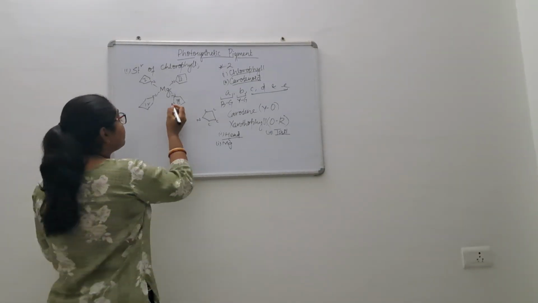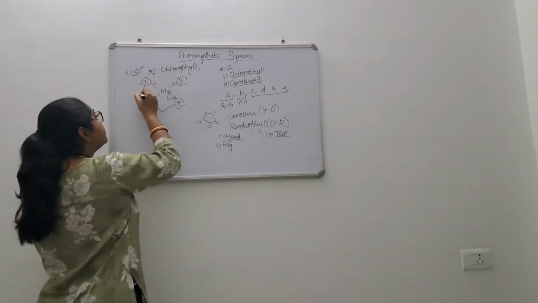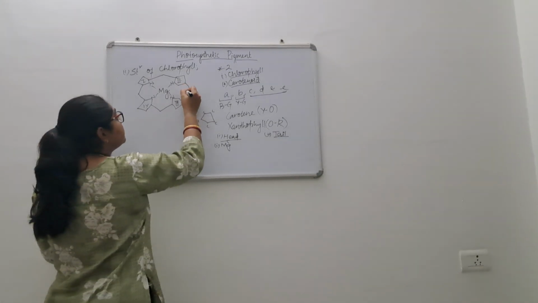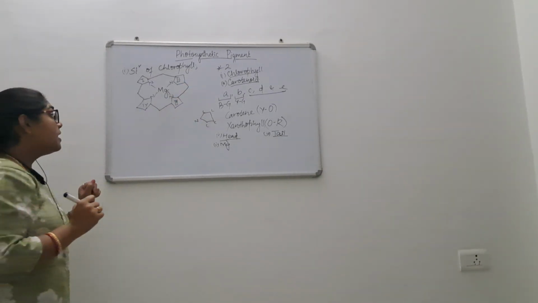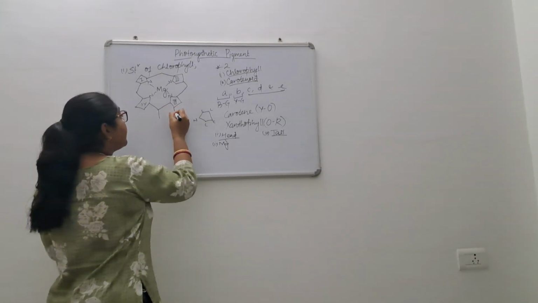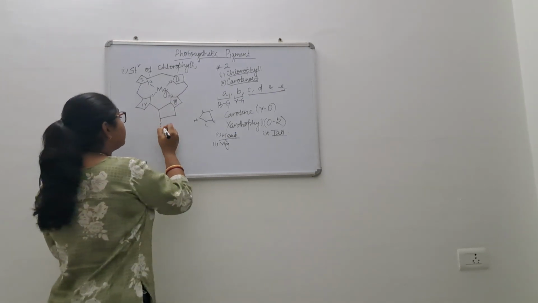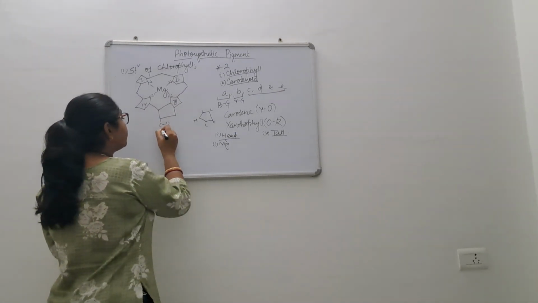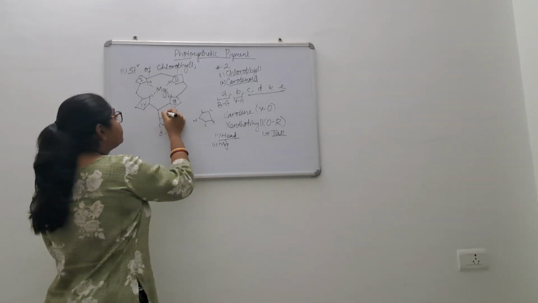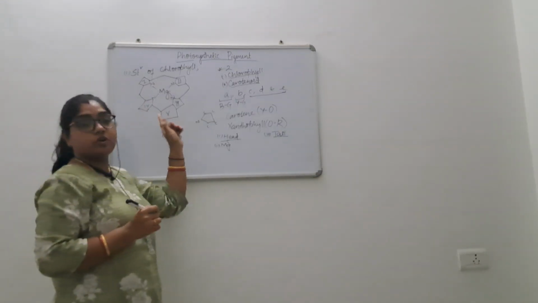Here all these pyrrole rings are also attached with each other via some bridge. Then to the third pyrrole ring, there is a cyclopentanone structure attached, which is known as the fifth ring. It is the fifth cyclopentanone ring.